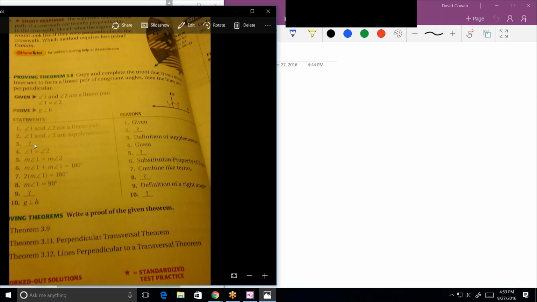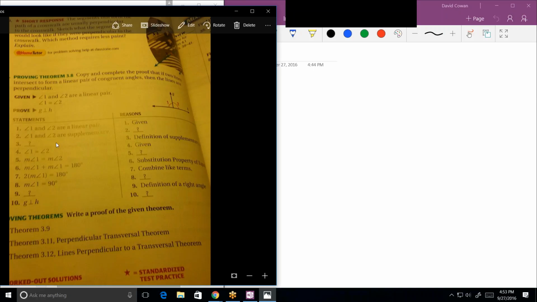Therefore, what must 3 say? That the measure of angle 1 plus the measure of angle 2 equals 180 degrees. Yeah. Measure of angle 1 plus the measure of angle 2 equals 180 degrees. Right, because that's the definition of supplementary.